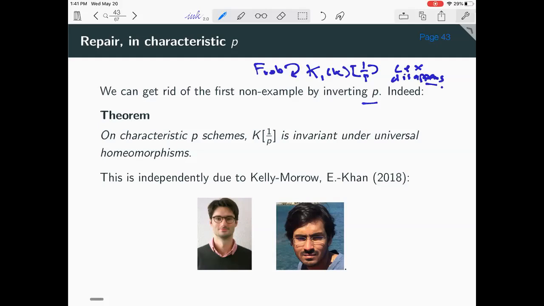So you suspect that maybe p-inverted algebraic K theory is invariant under universal homeomorphisms, at least on characteristic p schemes. One reason why you might think that is because of the structure theorem of Janos Kollár, that you should just think about these things as Frobenius: finite universal homeomorphisms are more or less just Frobenius. So if you take care of the Frobenius case, which you can do by inverting p, then maybe you have a chance at proving that algebraic K theory with p inverted is invariant under arbitrary universal homeomorphisms. And indeed, this is the case. This is a result in 2018, independently due to myself and Akhil and Matthew Morrow and Shane Kelly, using very different methods.